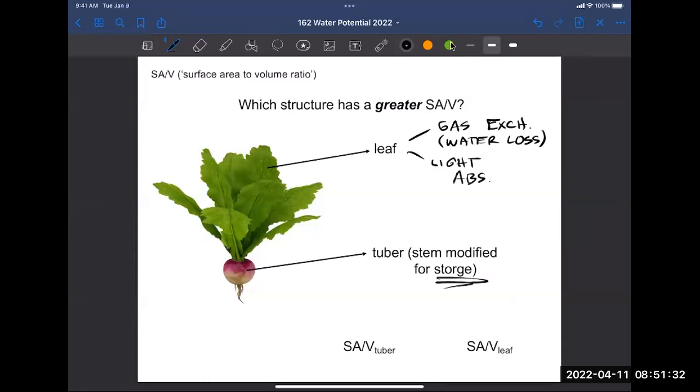But as it says here, the tuber is modified for storage, and its shape reflects that. The cells in the center of the tuber are further away from the environment, so there's going to be less loss of water and less exchange with the environment for that one. So that's the surface area of the leaf.